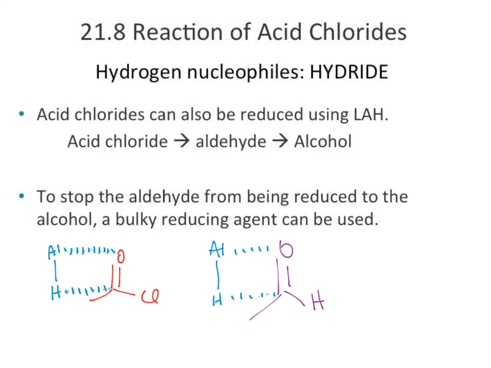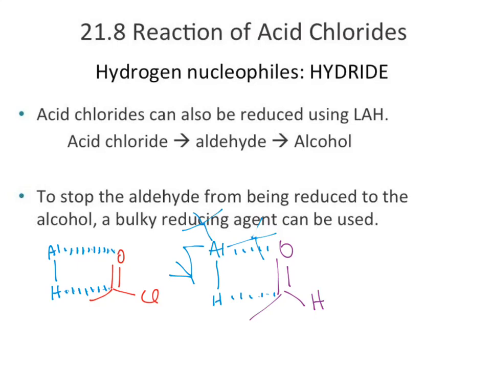But what happens if instead of lithium aluminum hydride, that was a nice pentavalent carbon there, we did something with big old alkyl groups hanging off that aluminum? Those alkyl chains now prevent the aluminum from lining up with the oxygen. If it can't line up with the oxygen, the aluminum can't deliver the hydride to the carbonyl carbon. So what ends up happening? Nothing. The reaction stops. It can't propagate any further.